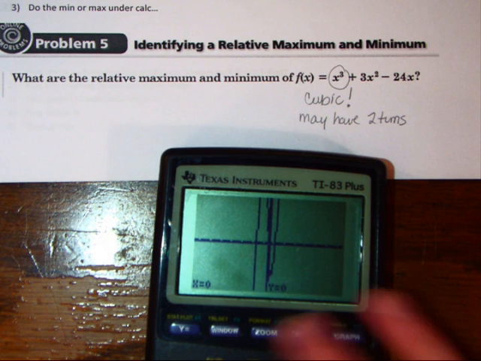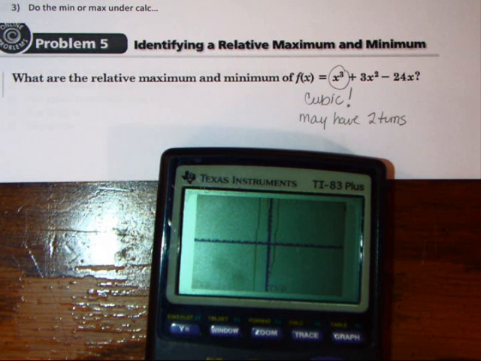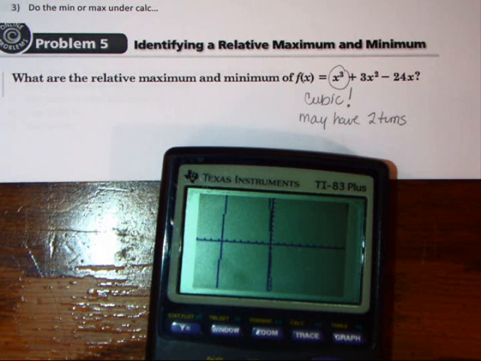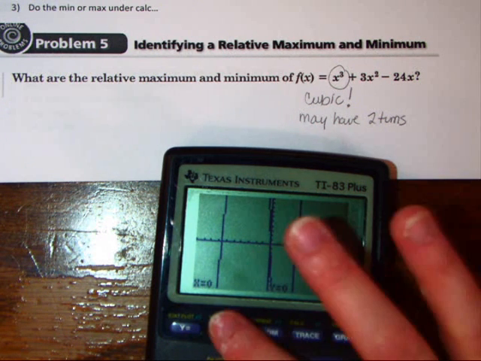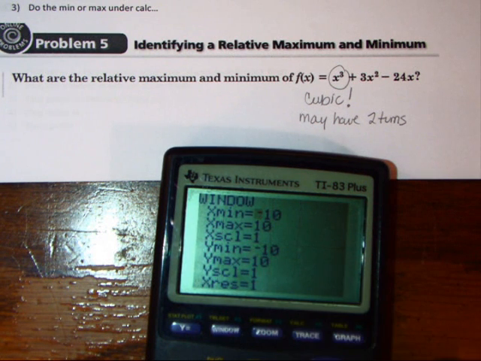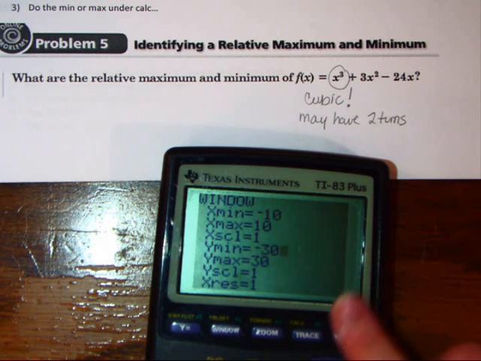So I'm going to zoom back in and go back to the original. I like how wide it is. I'm just going to make it taller by selecting window. Let's make our y maximum 30 and let's go down to negative 30. Let's see what that does.